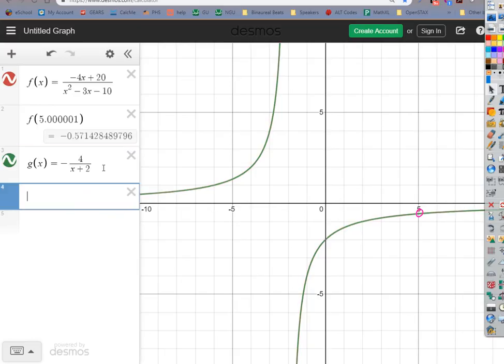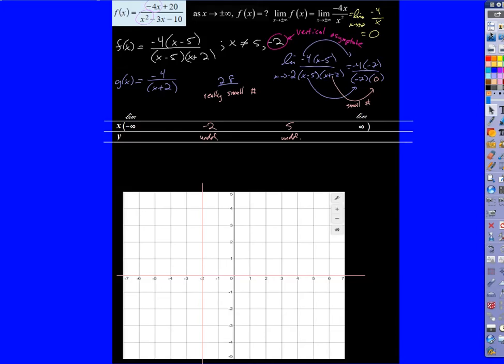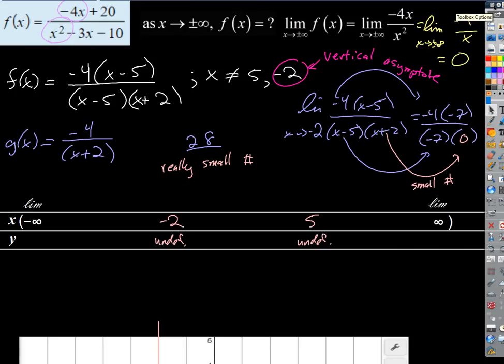Is there any point that's different on g of x than on f of x? Ah, 5. Okay, let's check 5. Oh, g of 5 exists. It's fine. G of 5 is there, right? So what did we do? This is pretty interesting. When we algebraically canceled out the x minus 5s, we changed the function. We filled in the hole. That's what we did, right? But it's a different function. It's not the same function. We have to call it something like g of x instead of f of x, right?